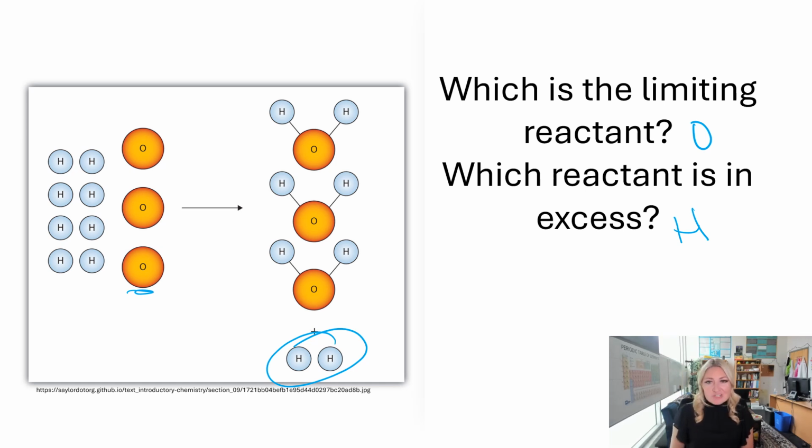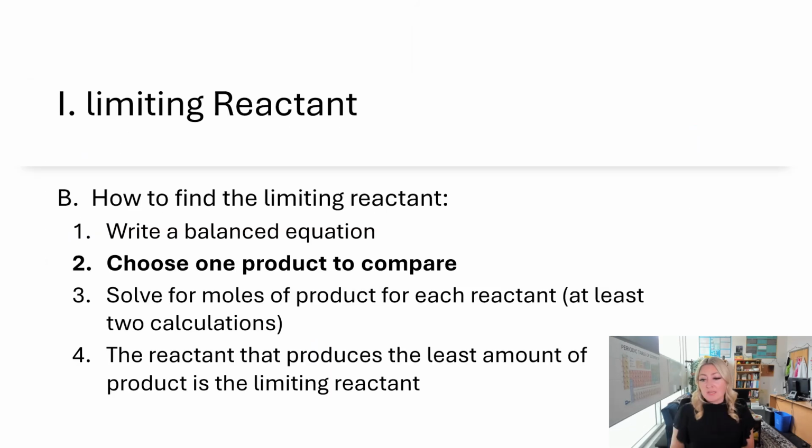But unfortunately, we can't look at the atoms and we can't just see what's left over afterwards. We have to approach this mathematically. You know me, I'm a huge fan of showing you the steps. So these are the steps to find the limiting reactant. You're going to start where we always start, always with a balanced equation. Then, this is important, you're going to choose one product to compare both of your reactants to.